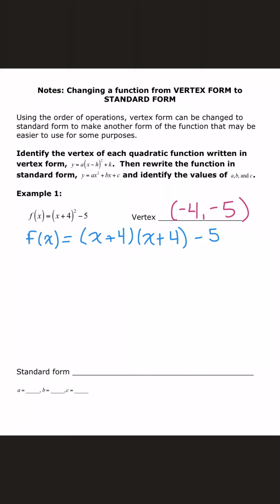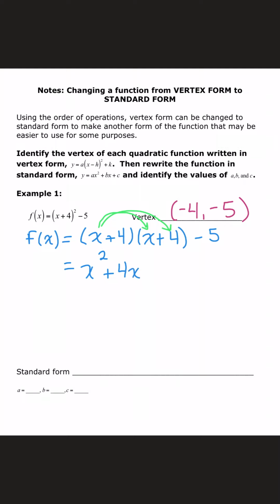You can go ahead and distribute, or some of y'all might be familiar with the box method. For my notes for today, I'm going to use the distributive property. So what that means is I'm going to take the x that's in the first parentheses and multiply it to the x inside the second parentheses. And I'm also going to take the x and multiply it to the 4. So x times x will result in x to the power of 2. x times 4 will result in 4x.